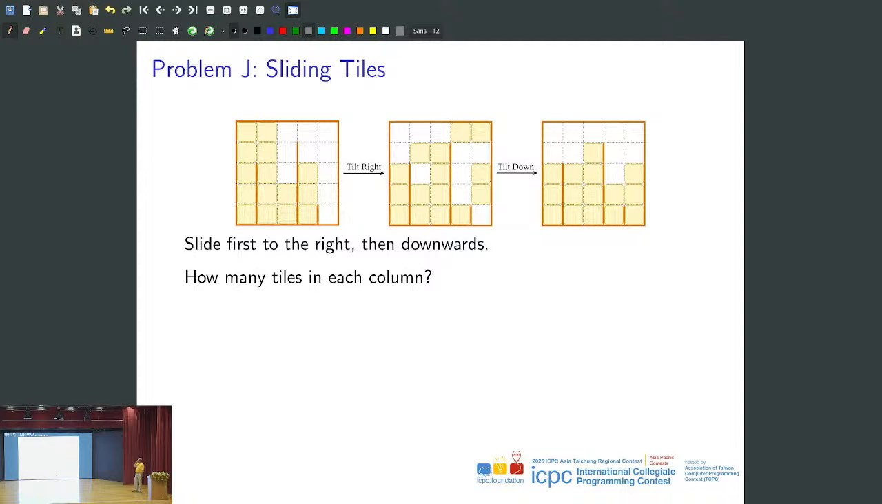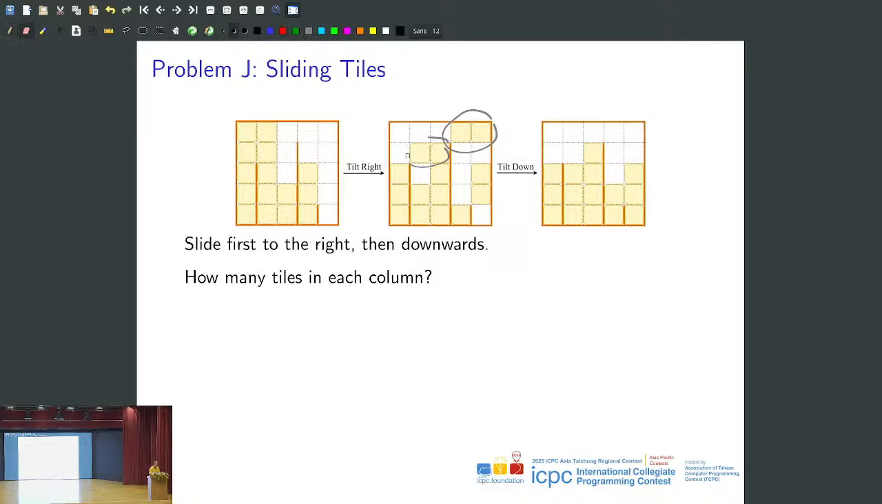Here, you have these tiles, and they are sliding to the right and then sliding down, but there are also some barriers in between. So if they slide to the right, you see what happens? The two above, they go here. But these two here, they stop here because there's this barrier.